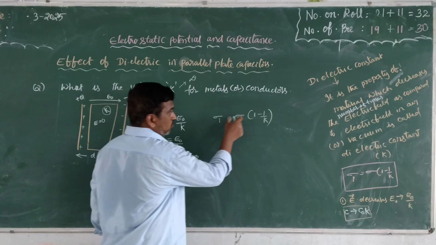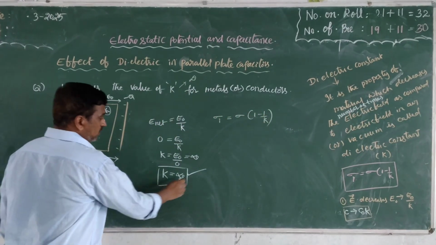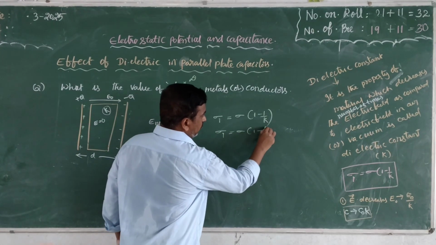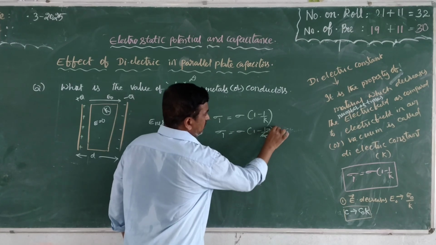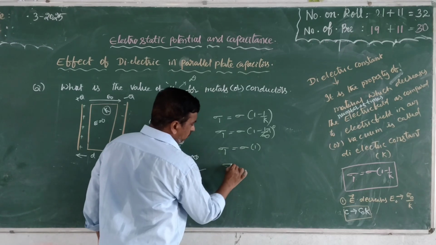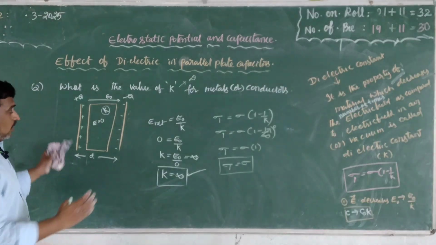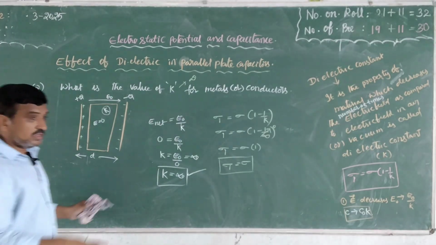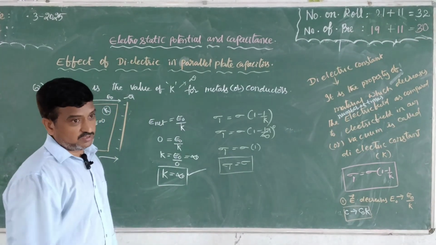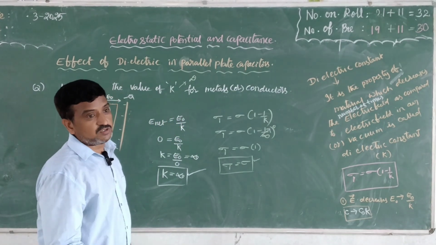So sigma I equals sigma into 1 minus 1 by K. Here K means the dielectric constant. What is the dielectric constant of metal? Infinity. Sigma I equals sigma into 1 minus 1 by infinity. 1 by infinity means 0. So what we get here is sigma I equals sigma into 1, which means sigma I equals sigma. This means as many charges as are on the capacitor plates develop in the conductor or metal when it is placed between the plates. So the individual surface charge density is equal to the surface charge density; both are equal.